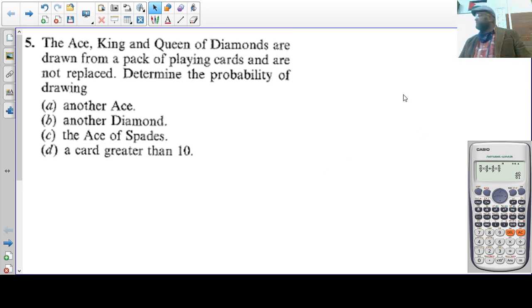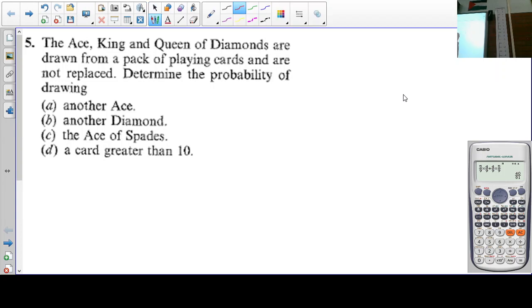Okay, so in question 5, the ace, king and queen of diamonds are drawn from a pack of cards and not replaced. So let's just check here. So we've got the ace, king and queen of diamonds.